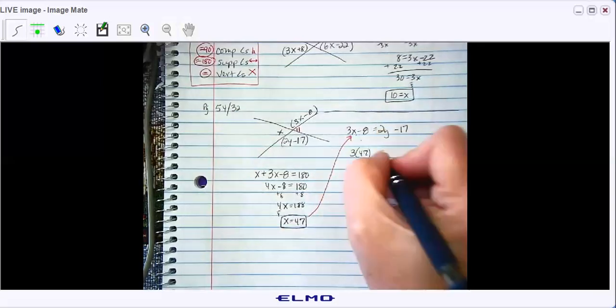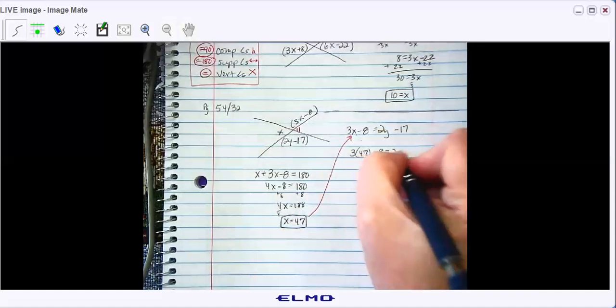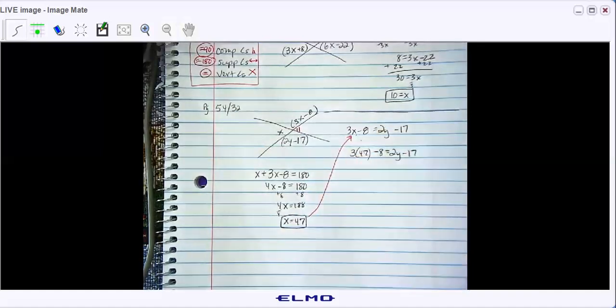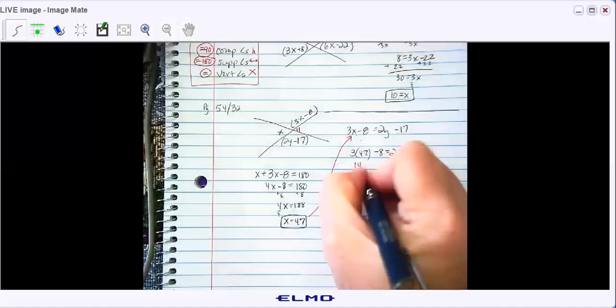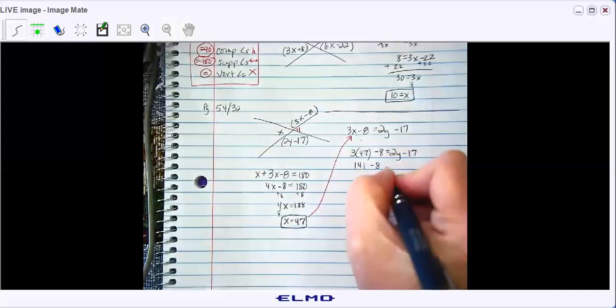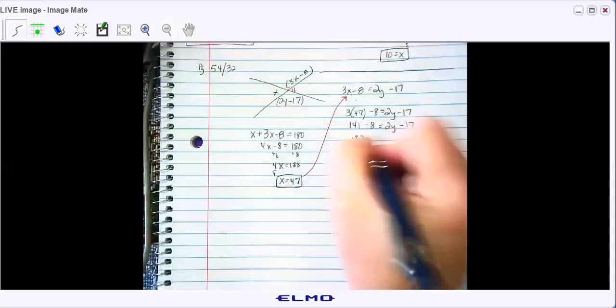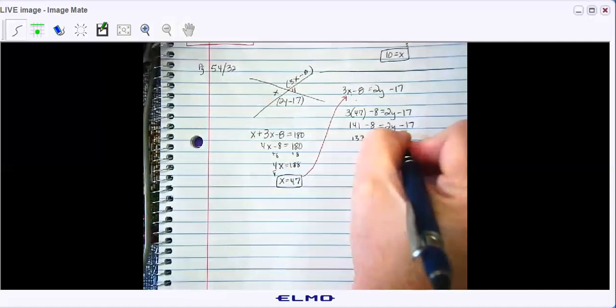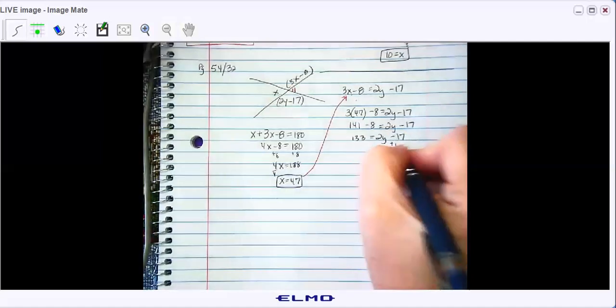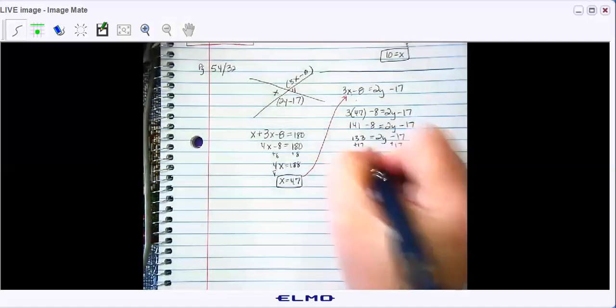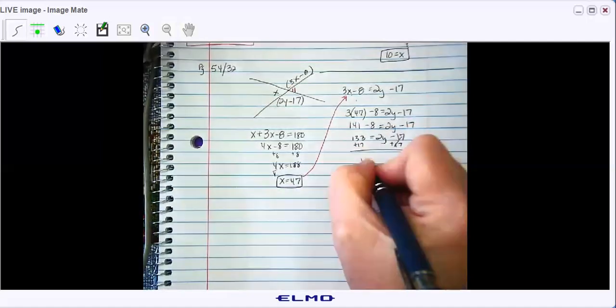Okay, minus 8 is equal to 2y minus 17. So I have 141 minus 8 is equal to 2y minus 17. And continuing to solve, I've got 133 equals 2y minus 17. And then to get rid of a minus 17, we have to do the opposite. So we add 17, and I go down to 150 equals 2y.